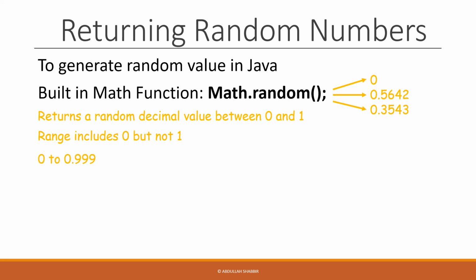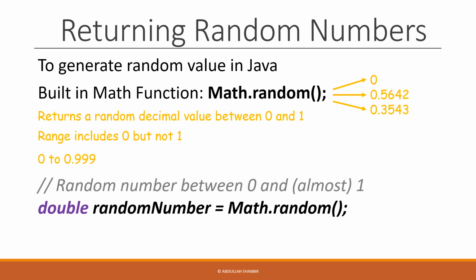And since Math.random returns a random value as output, we can assign the value of this function call to a variable. This will be a double because it's a number that involves decimal points, and let's call this variable randomNumber. And now we can work with this return value to get a more specific range of random values.